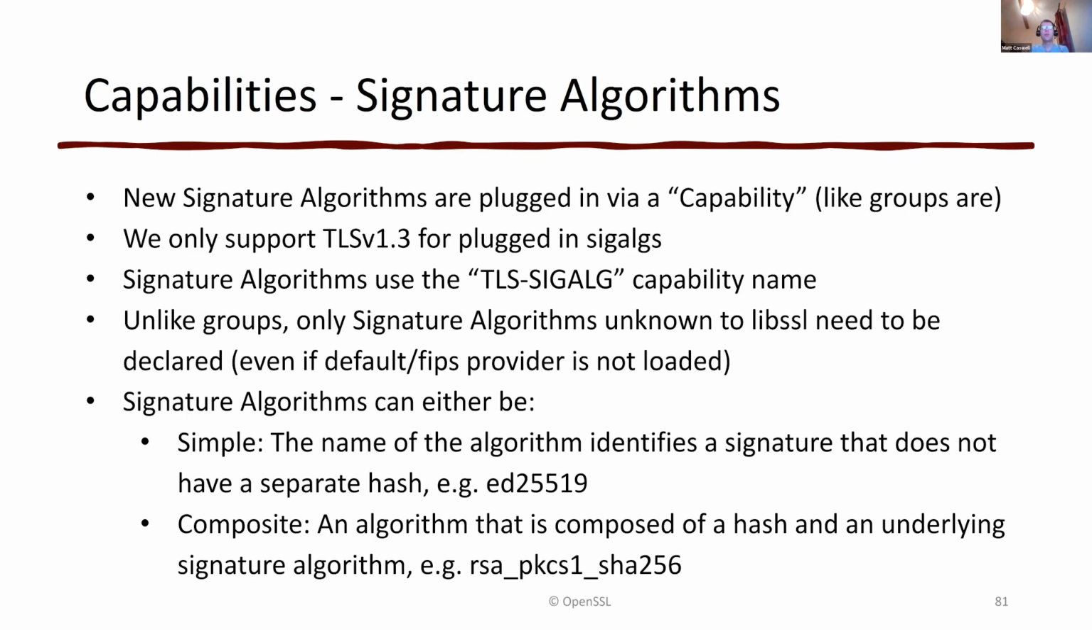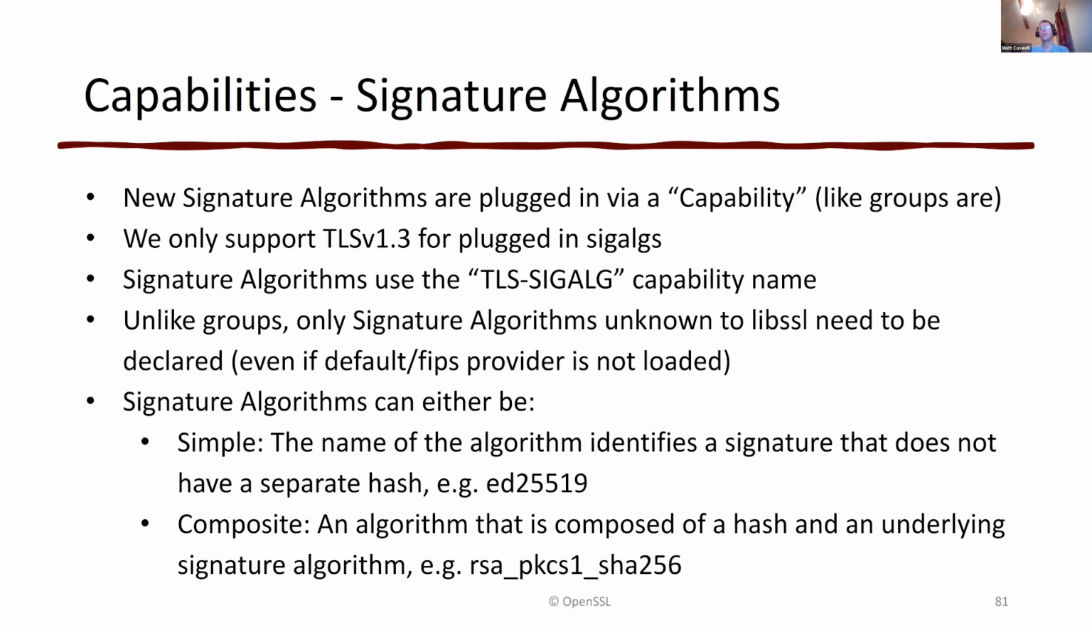Simple ones just define an algorithm. It doesn't have a separate hash, so the algorithm just takes in the data to be signed and produces a signature out the back of it. And that can be any arbitrary data.